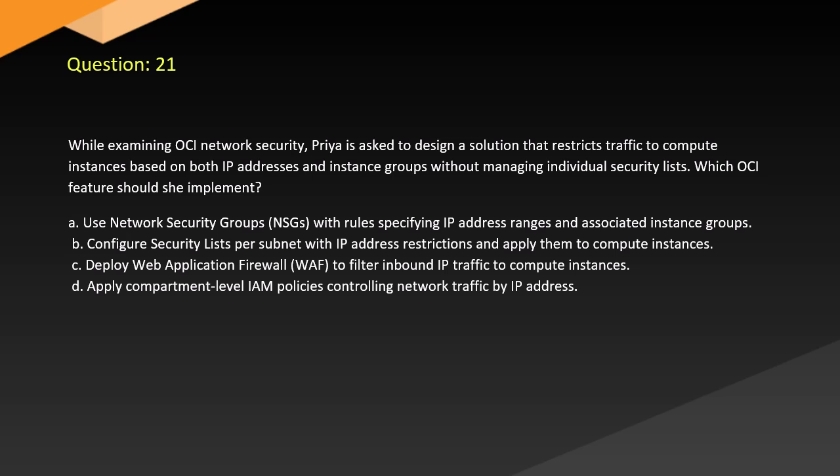A. Use network security groups (NSGs) with rules specifying IP address ranges and associated instance groups. B. Configure security lists per subnet with IP address restrictions and apply them to compute instances. C. Deploy Web Application Firewall (WAF) to filter inbound IP traffic to compute instances. D. Apply compartment-level IAM policies controlling network traffic by IP address.